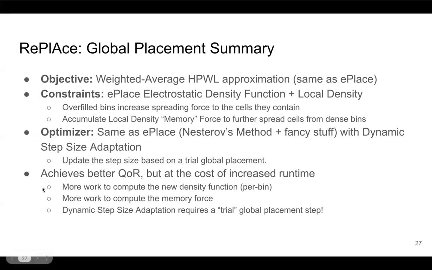I honestly think that these 2 bullet points probably had a worse effect on runtime than the 3rd bullet point. That's just my opinion, though. I can't really verify that. So that is the RePlAce algorithm.